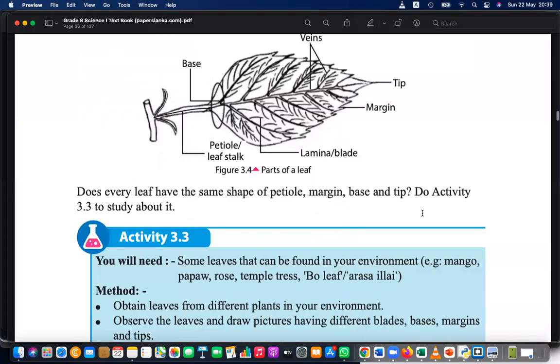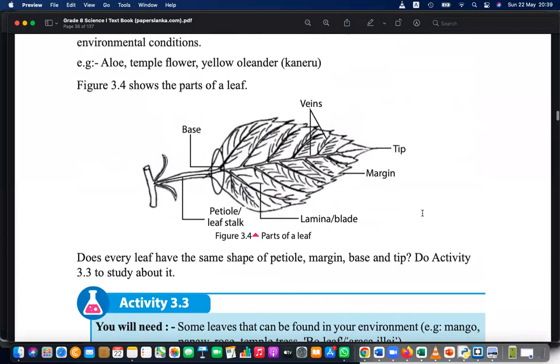Anyway, we discussed the parts of the leaf: base, veins, tip, margin, petiole or stalk, and then the lamina or the blade. The blade is the surface, and the base is here, connected to the stem, and then the veins. Together these we call the venation pattern.